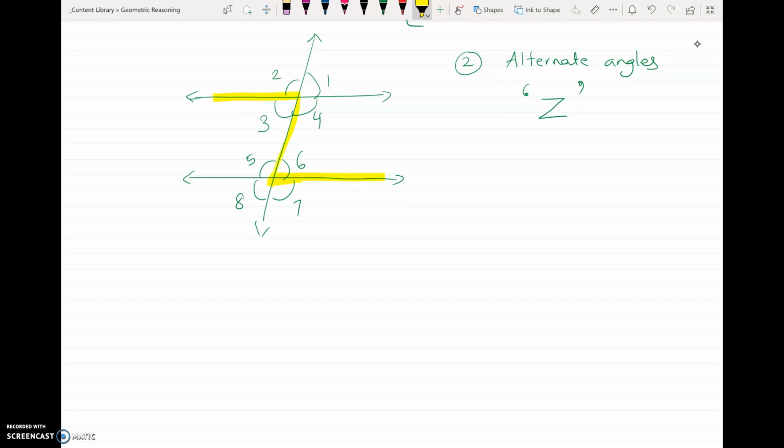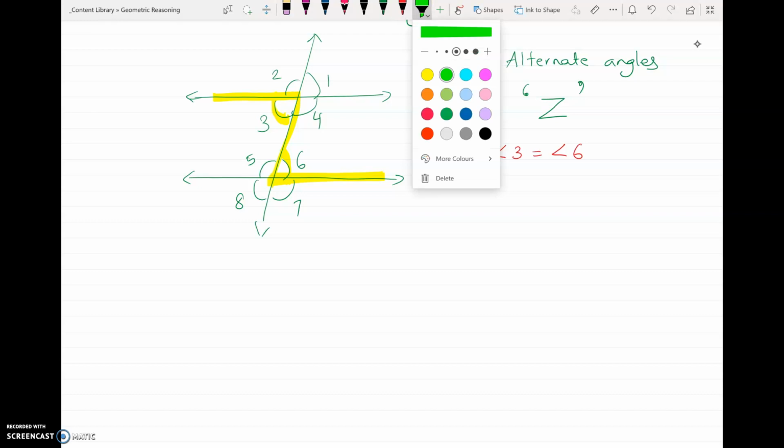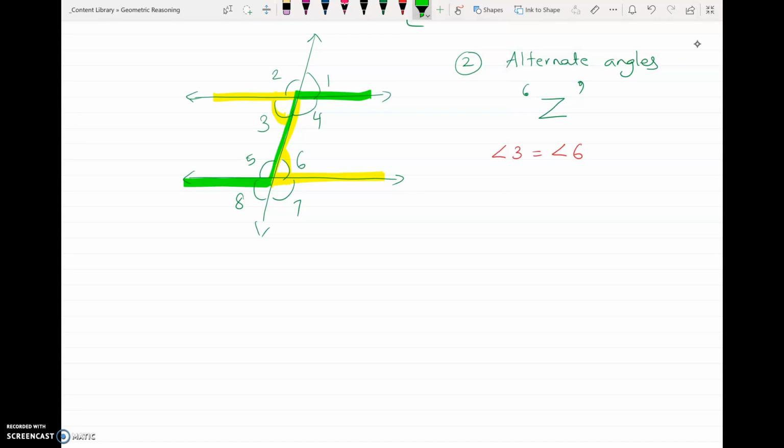So again, look at the corners inside here. So 3 and 6. So they are alternate to each other. So that is why they are called alternate angles. And in parallel lines, these angles are always equal. So our first pair is angle 3 equals angle 6. Let's identify another Z. And in this case it is this one here, and this is a reflection of the Z that we drew first. And identify the angles here. So angle 4 equals angle 5.